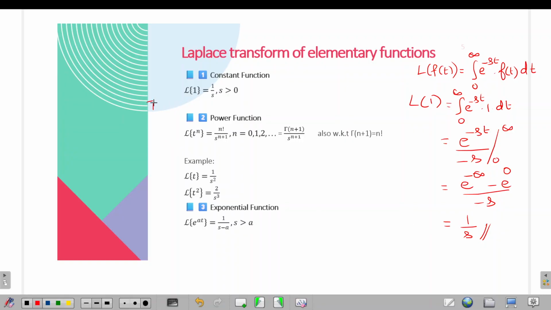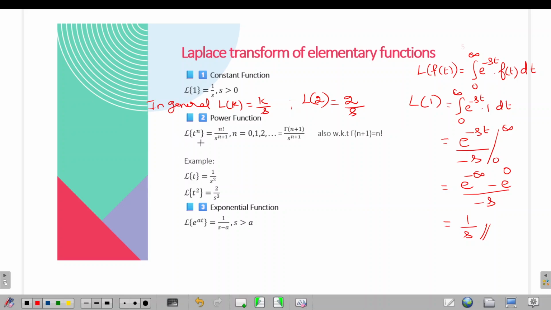In general, we can write L of k as k by s, where k is a constant. For example, k is equal to 2. L of 2 is equal to, we will be having 2 by s.